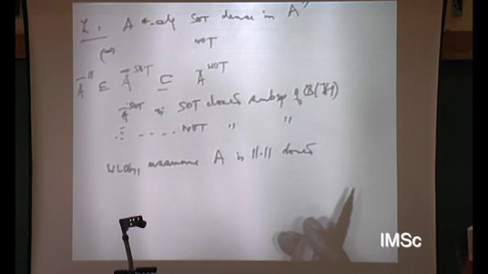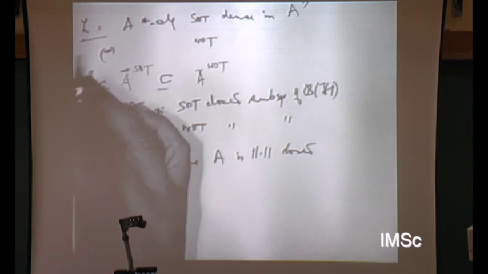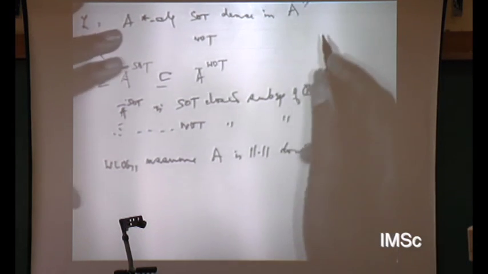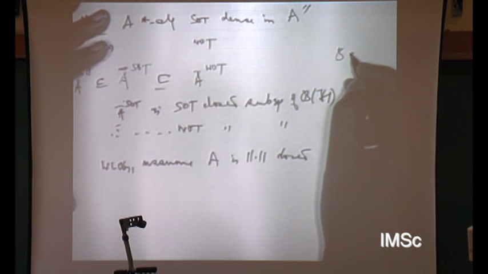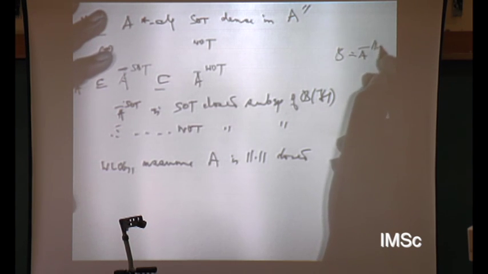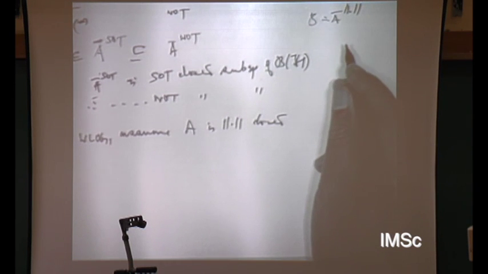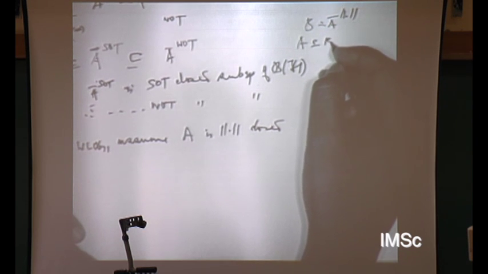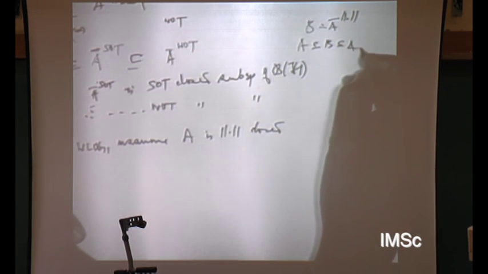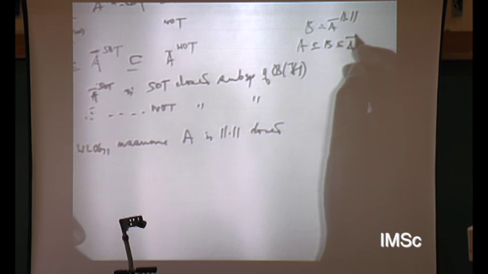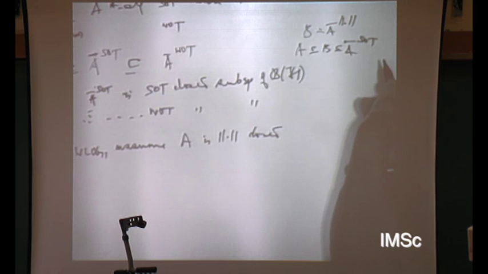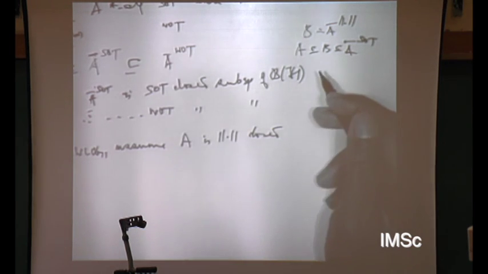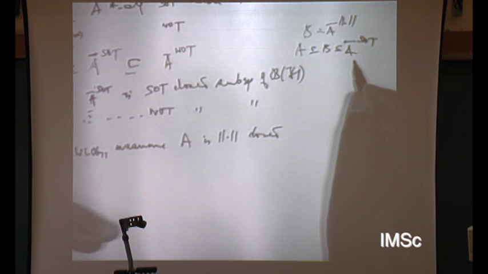Why? Because I take its norm closure, that is, somebody who sits between A and its closure. Suppose B is the norm closure of A. Then A is contained in B, which is contained in the SOT closure of A. Therefore, the SOT closure of B is also contained in the SOT closure of A.